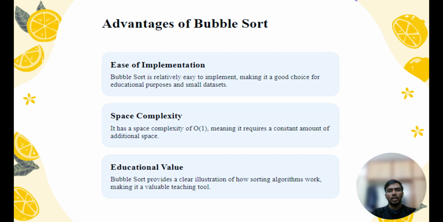Advantages of bubble sort. Ease of implementation: bubble sort is relatively easy to implement, making it a good choice for educational purposes and small databases. Space complexity: it has a space complexity of 1, meaning it requires a constant amount of additional space. Educational value: bubble sort provides a clear illustration of how sorting algorithms work, making it a valuable teaching tool.